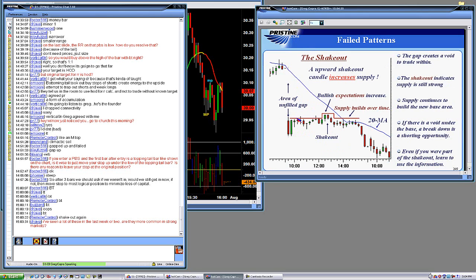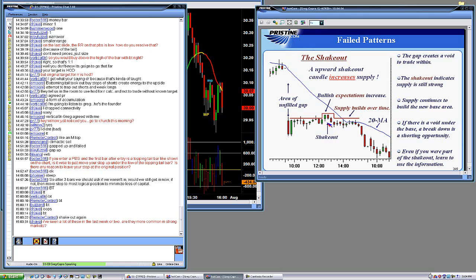Upside shakeout. Prices had gapped lower. They consolidated here, building up an area of support. Here was the attempt to move up into this void, which failed, and prices came right back down. And now they began to consolidate in this area here, going sideways, building up some supply. So this tells us that traders got caught long.